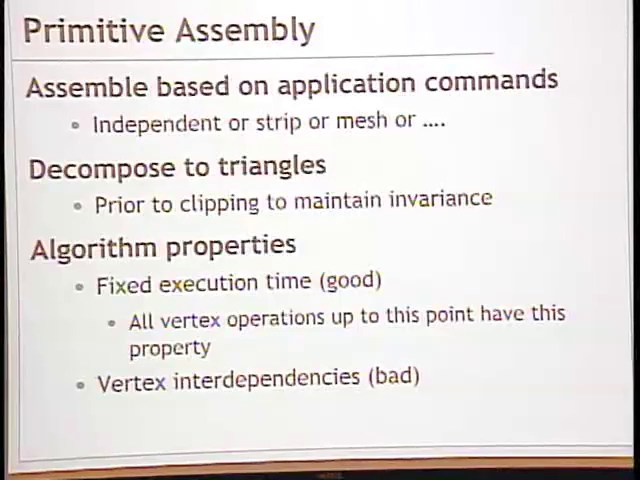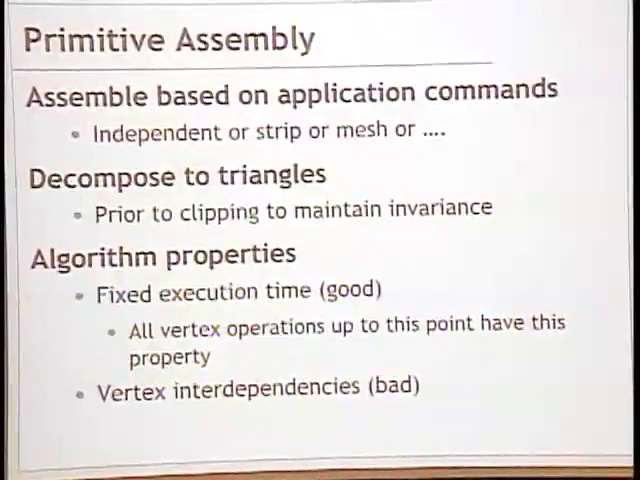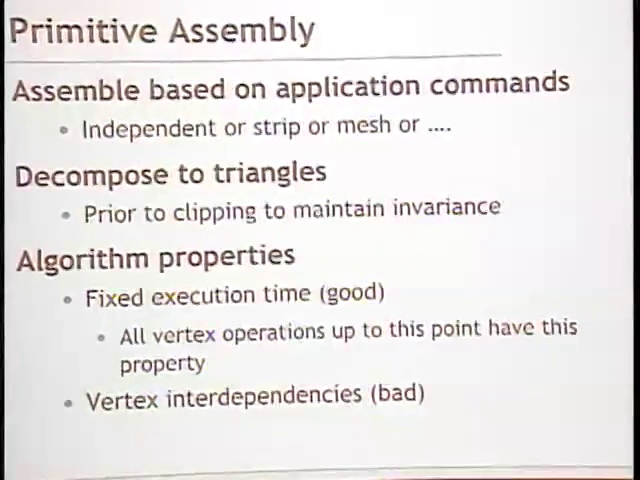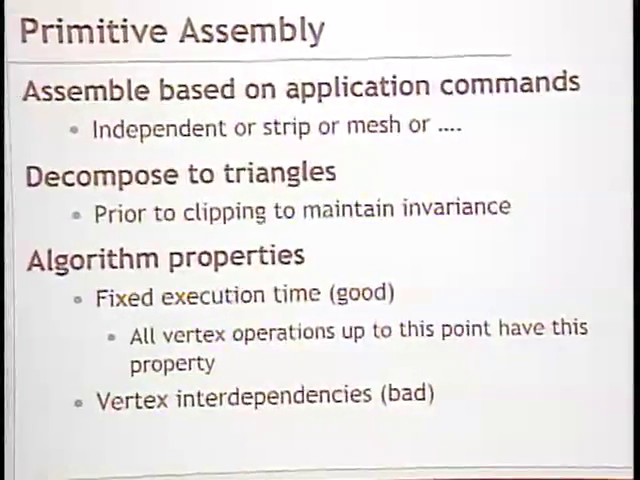So that might be in the form of commands that say, okay, these are independent triangles or strips or meshes or anything else. If you specify things that are not triangles, like GL polygon, or you're doing quads, OpenGL suggests that you decompose those into triangles before you get to clipping, so that it'll be invariant if you do that. That it'll always work the same way.